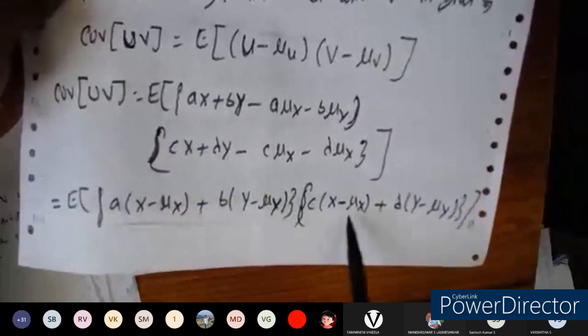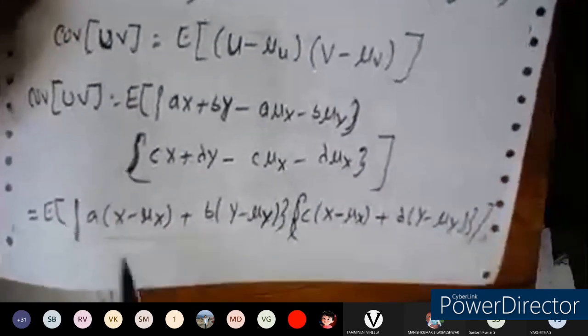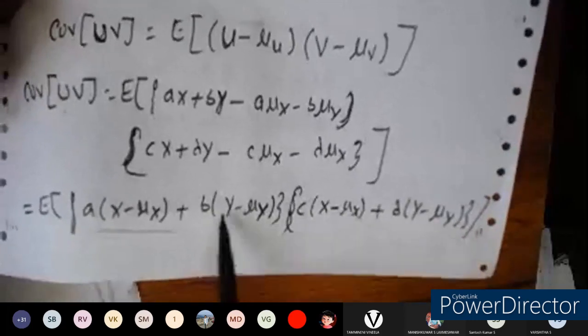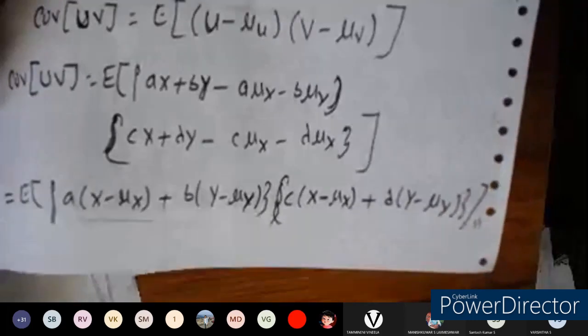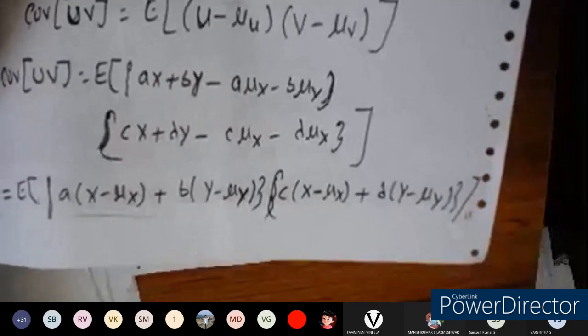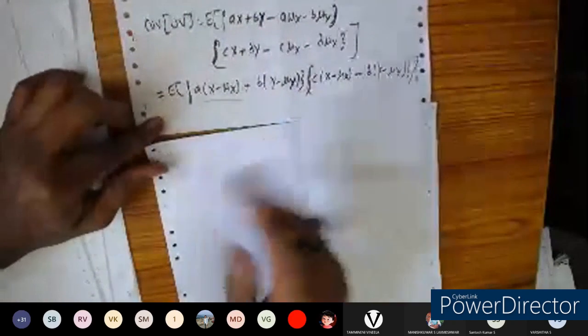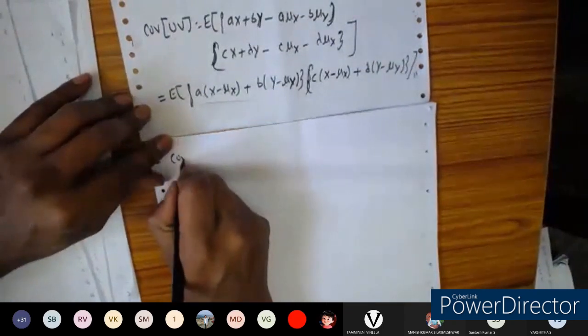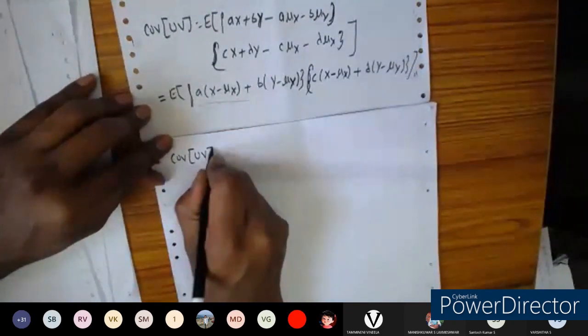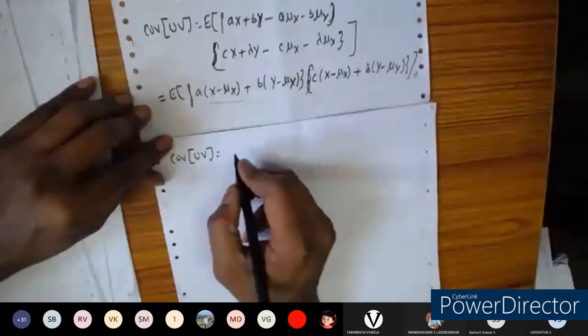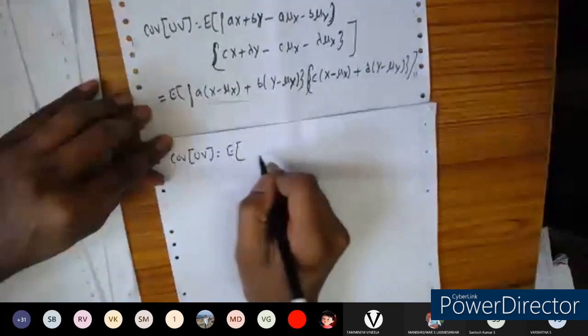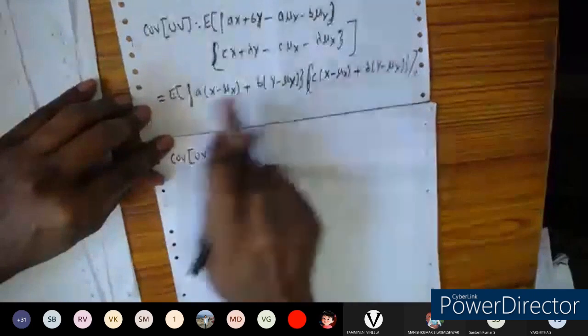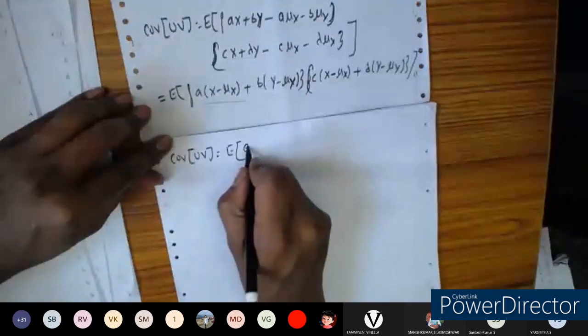Now what shall we do is take the product of these. Assume this is a plus b and this is c plus d. So a into c plus a into d plus b into c plus b into d. Let us take that and write the product. I'm not going to expand, I'm just going to multiply the terms here and see what we get. So we have the covariance of u, v. This into this will become a into c.